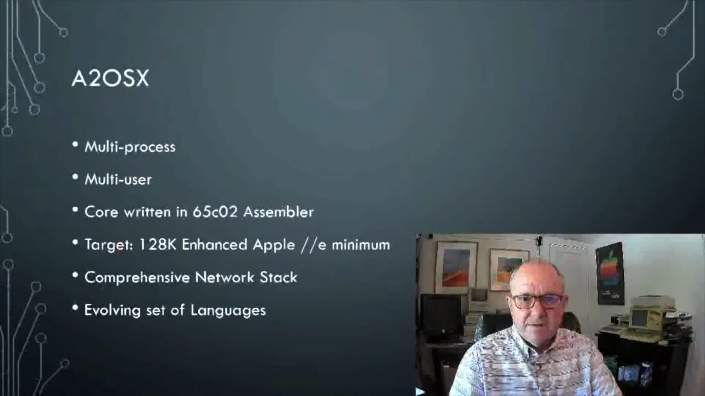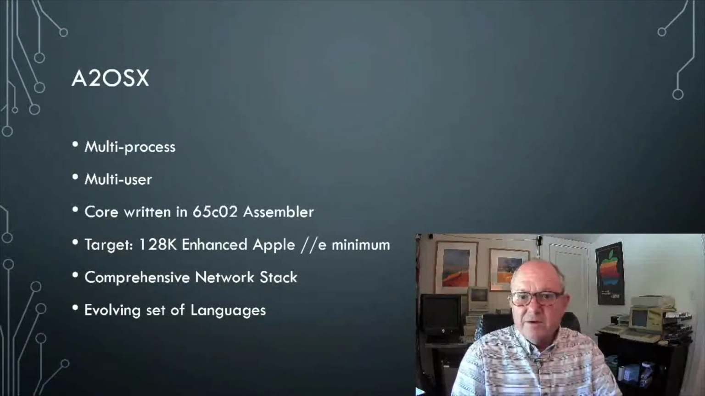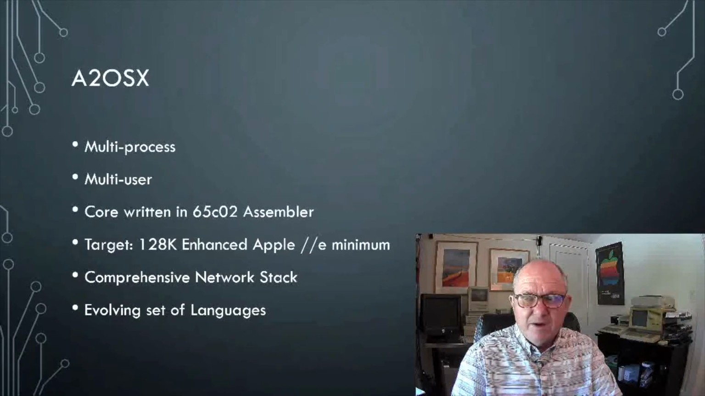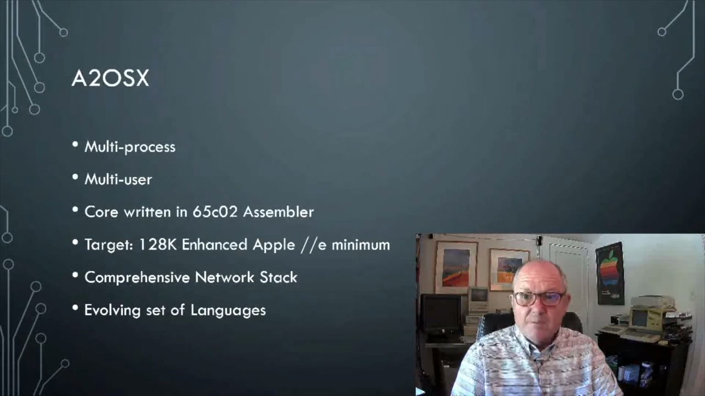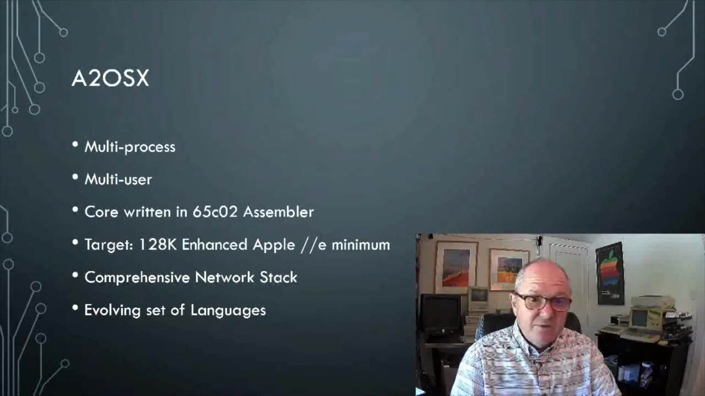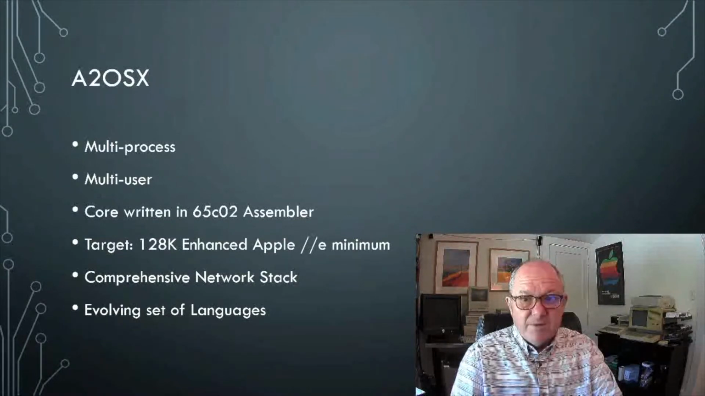put together. For those not already familiar, A2osX is a systems application sitting on top of ProDOS, providing a complete multitasking, multi-user operating environment for the Apple II. The core and many of its components are written in CC65 assembler, primarily for size and speed of execution. It does require and makes extensive use of 128K of memory in an enhanced Apple II. It can also be run on a 2C or 2GS. It includes a comprehensive network stack and many utilities or apps, as well as an evolving set of development languages.